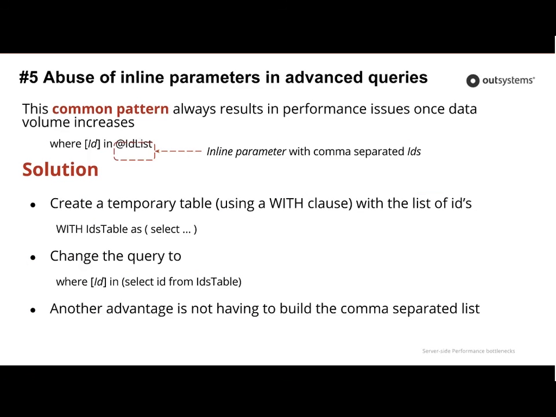This is the common pattern. It's to use the where clause where you have the list of IDs. How to overcome this? It's using the temporary table that we described previously, where you have the with, the ID table, and afterwards you have the select. And the select is going to be straight pointed to the IDs that you want.